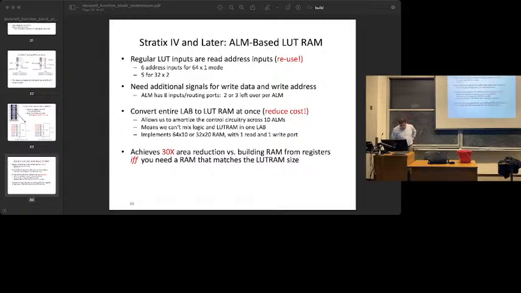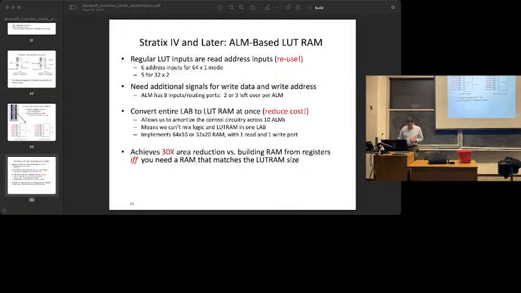Let's see. I think I basically just kind of told you this. Okay, so I kind of just went through all of this, so I'm not going to say that again. How good is it? It's about 30 times more efficient than using registers, if you used all of the RAM in here, which is 640 bits. So there's a fairly significant upside versus using registers. It's not as efficient for big RAMs as a RAM block, but for small RAMs, it's pretty good.